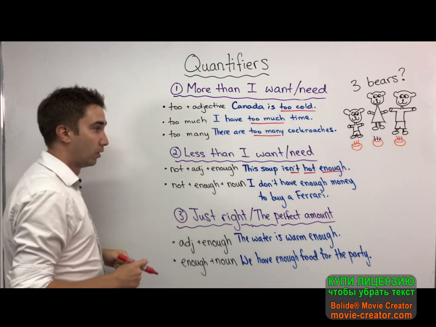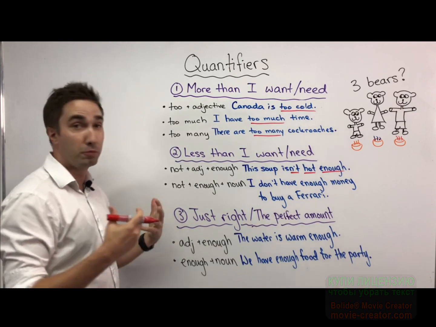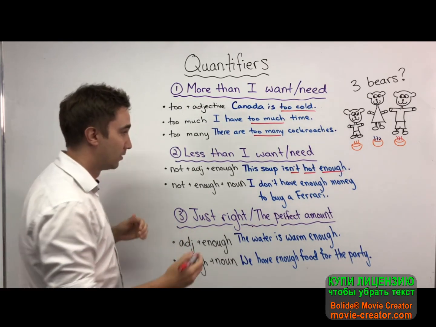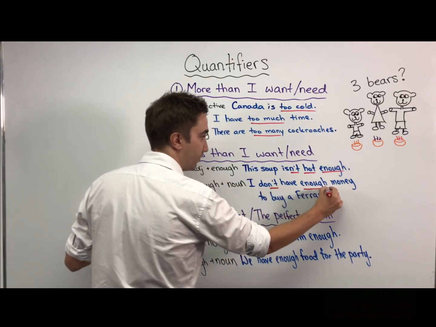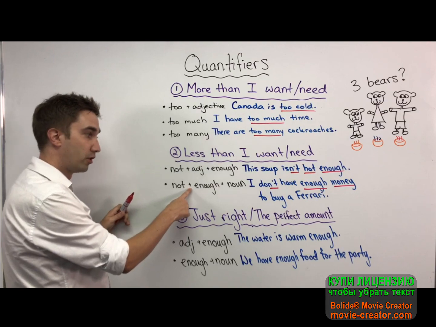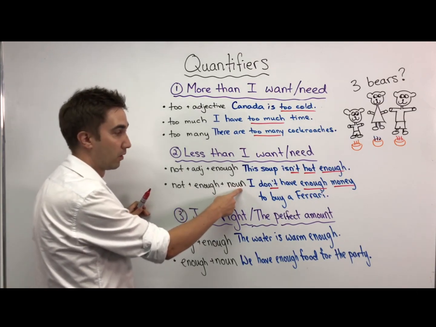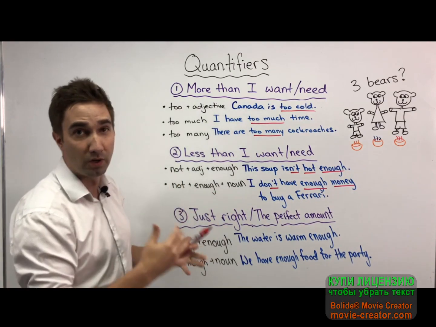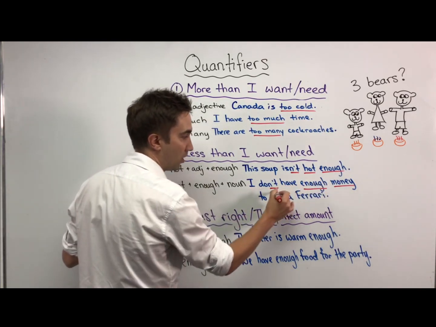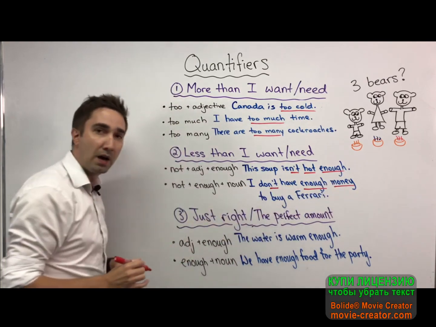All right, or maybe I want to buy a Ferrari, but I can't because I don't have enough money, right? Not enough money, okay? So we use not, usually plus a verb, enough plus a noun. This can be a countable noun or an uncountable noun, it's fine. I don't have enough money. Not enough money to buy a Ferrari.